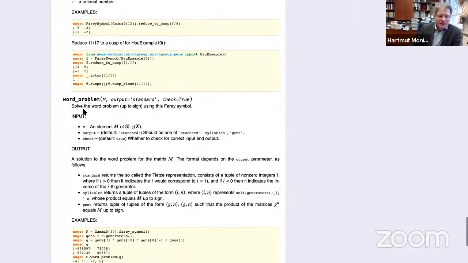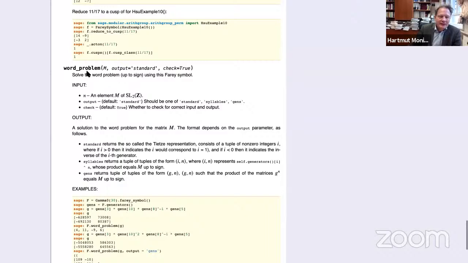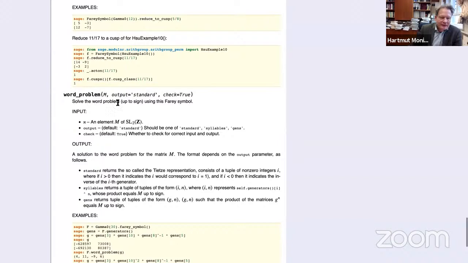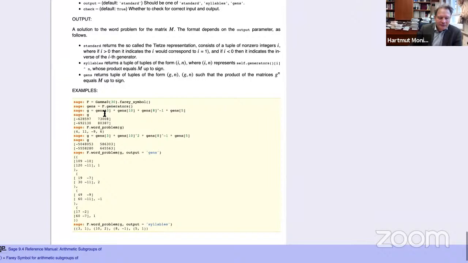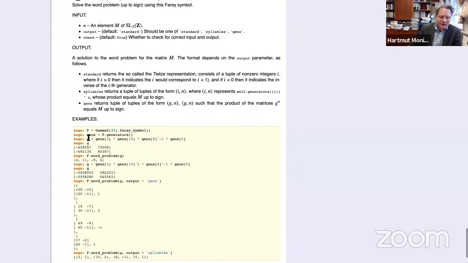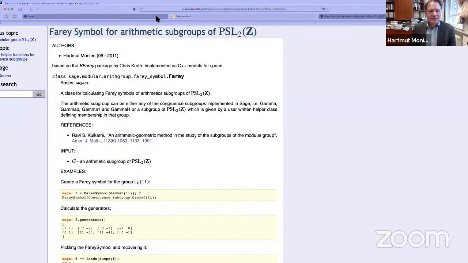Now, then we come to the word problem, which I will explain in a little more detail later. What you can do with this is take any element in SL2(Z) and try to reduce it into generators of that group. So any particular element in that group can be decomposed into generators of that group. And that is an extremely useful feature if you want to check if any matrix is in the group itself. Good, so this is just a run through of the documentation, which I wrote some time ago. Okay, so let me start here.